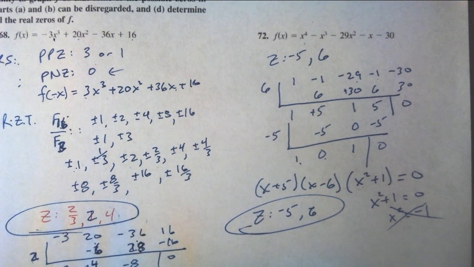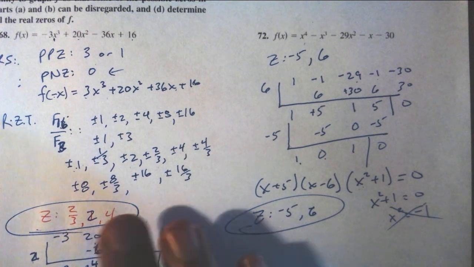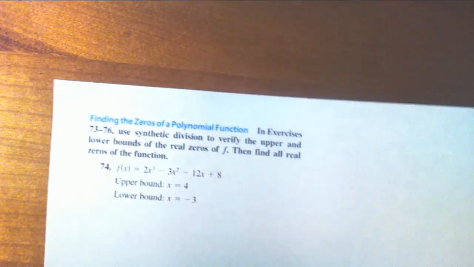So you'll be able to divide it down to a quadratic. In this case, there were only the two solutions. Of course, there could have been as many as 4. And that's what we're going to be doing here.